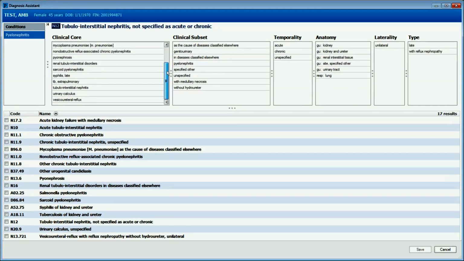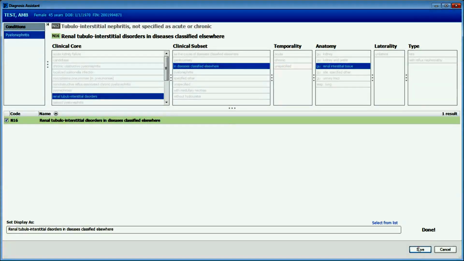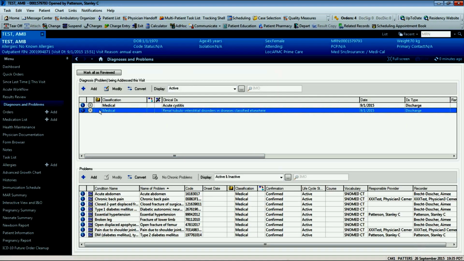Now there's nothing on here about pyelonephritis. What this is actually under is renal tubulointerstitial disorders, and disease classified otherwise, and in the renal interstitial tissue. Once again, if you save that, now you have a target symbol. Okay, a lot of words to say pyelonephritis.